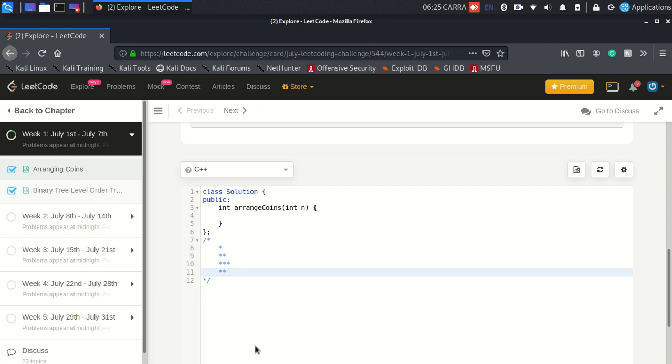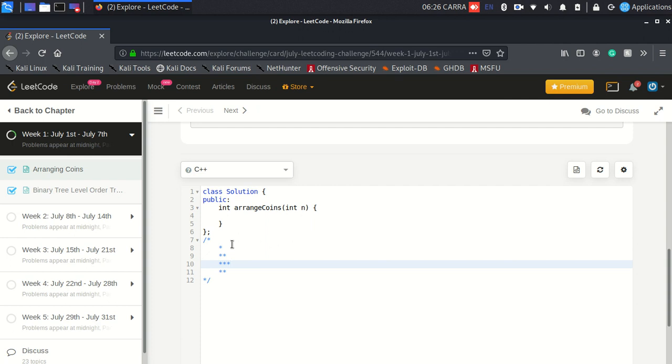Now the question is, in such an arrangement, how many complete rows can you form? The first row should ideally contain 1 coin, and it does. The second row should ideally contain 2 coins, and it does. So the first and second are both complete rows. The third row should contain 3 coins, and it does, so it is also a complete row. The 4th row should ideally contain 4 coins, but it has only 2 coins, so the 4th row is incomplete. So the number of complete rows is 3, namely the first, second and third, correct?